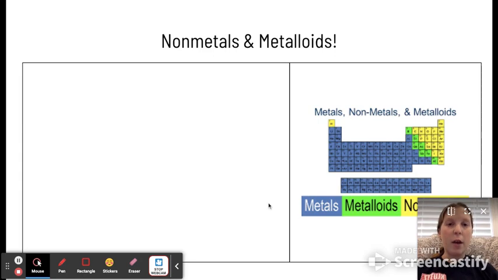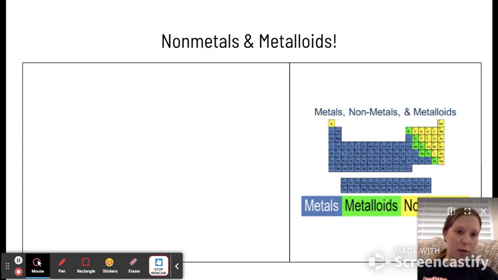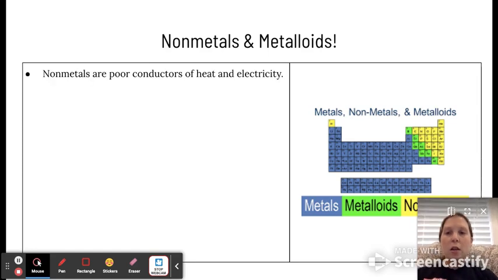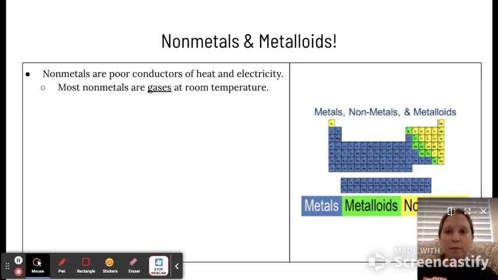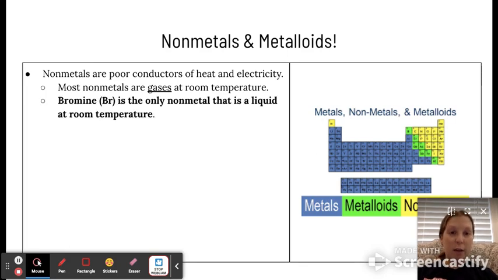Now we can talk about nonmetals and metalloids. There's not as much information that goes with them, so I can talk about them together. So nonmetals are poor conductors of heat and electricity. They are basically opposite of your metals, hence why they're called nonmetals. Most nonmetals are gases at room temperature. There are some that are liquids and some that are solids. If they are solid, they are very, very brittle.